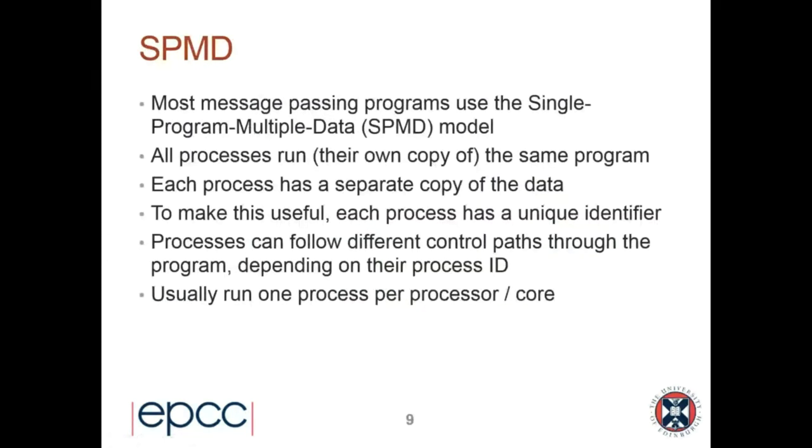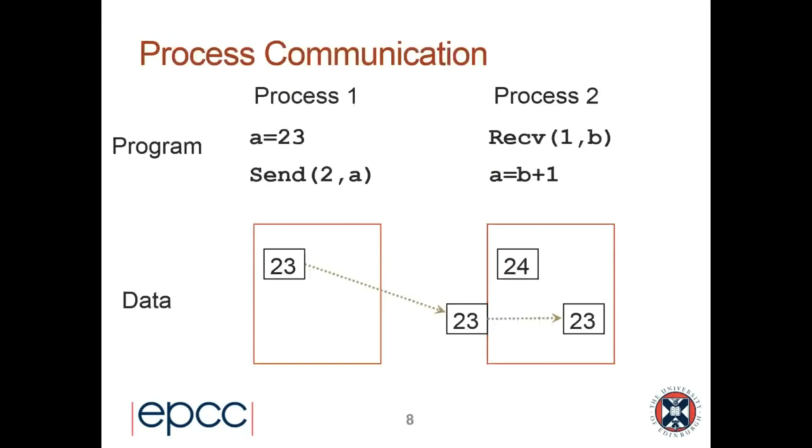The thing that makes things slightly confusing is something called SPMD. SPMD stands for single program multiple data, and this is the approach which most message passing systems take. Now, you can imagine in the previous slide, I said I have process one, process two running different programs. So you might think, okay, I write program one, I run it on computer one. I write program two, I run it on computer two. The problem with that is twofold.